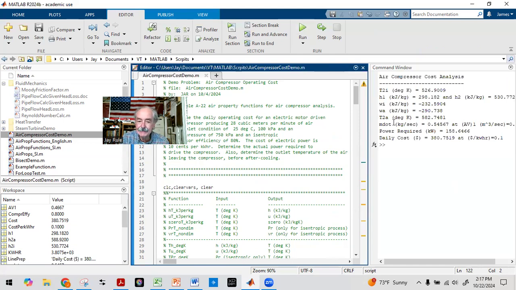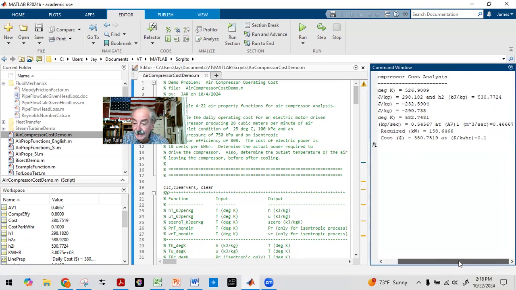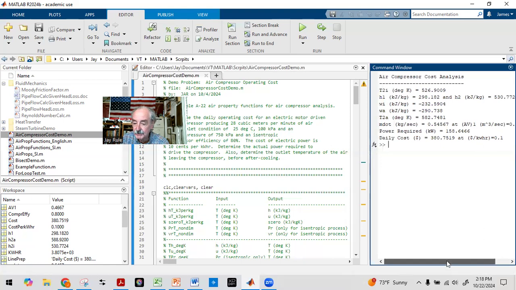Okay, so here's my command window output. I solved for T2 isentropic, 526 K. Okay. I found H1 and H2. They look very reasonable. I found W isentropic to be a negative number. I found W actual, kilojoules per kilogram, to be a more negative number. Makes sense. Okay. I found M dot, 0.5457 kilograms per second. Let's see, what does it say here? At a volumetric flow rate of 0.467 cubic meters per second.